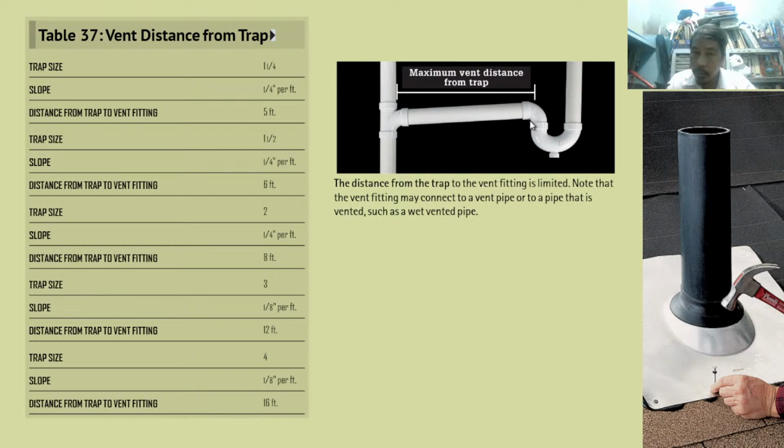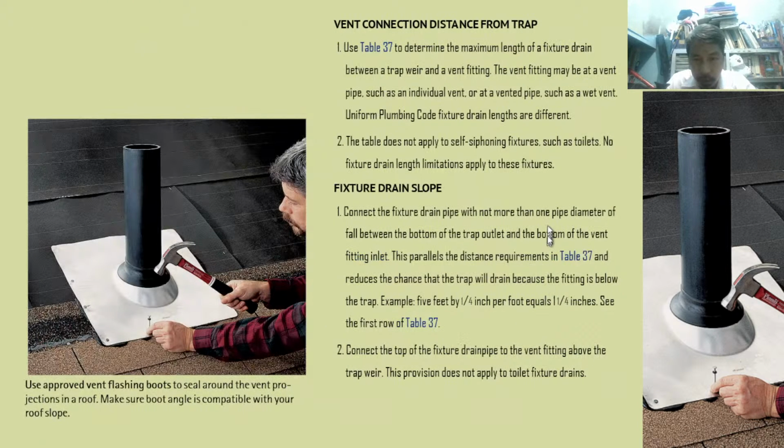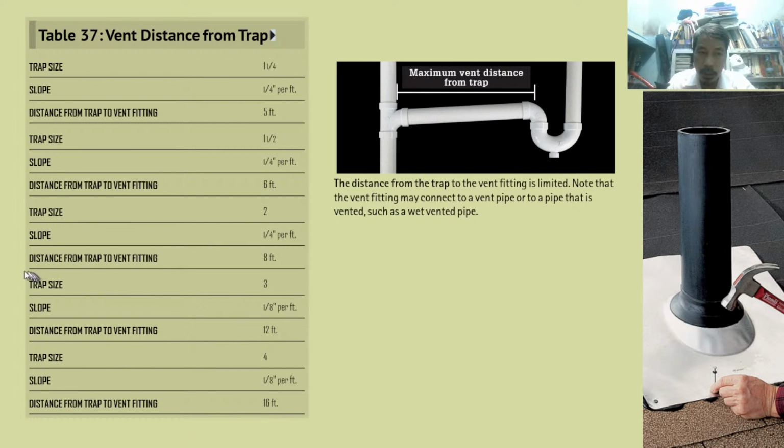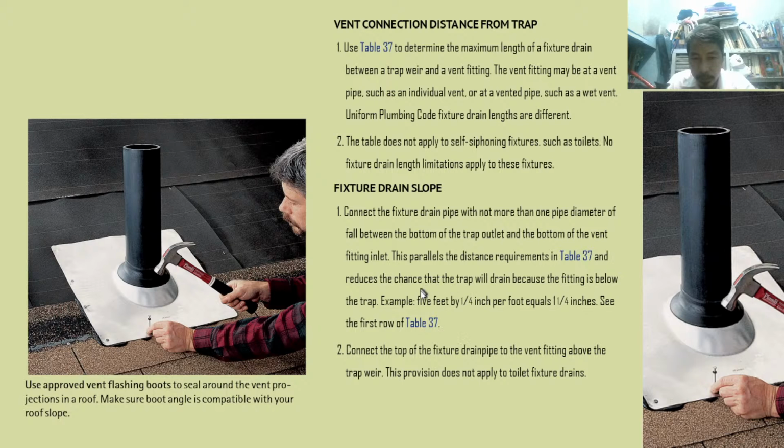So the slope is 1 diameter. Okay, so as you can see here, do not do it more than 1 pipe diameter. So as an example, we have here what? Again, if the distance is 5 feet, so 1/4, so therefore 1 and 1/4 inches.